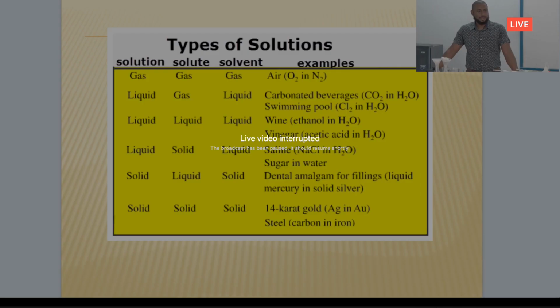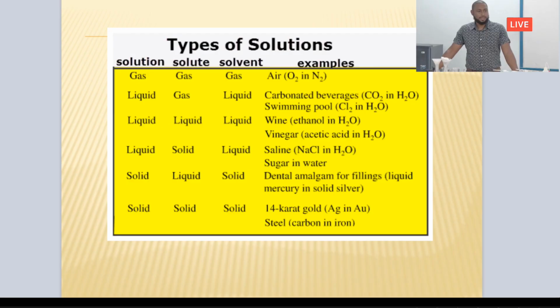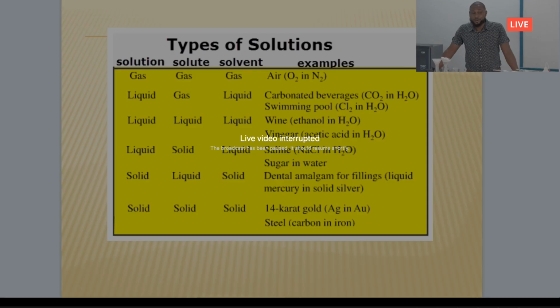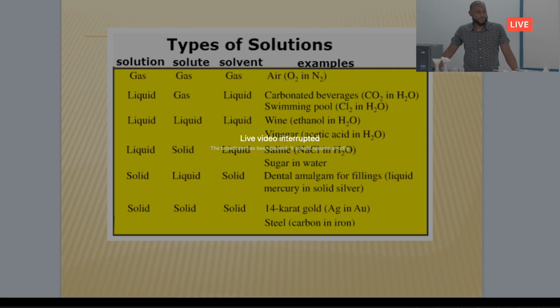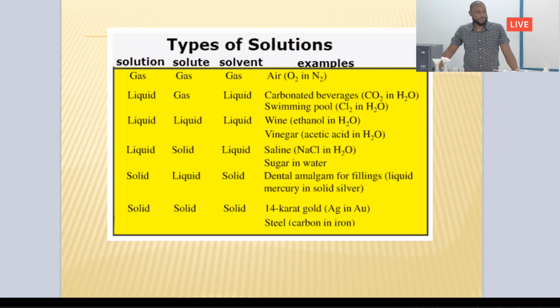We also have gas in liquid, and we use these every day, carbonated drinks like our Pepsis and our Buster and our Juicy. Juicy is the best of the three things I just mentioned. Then we have liquid in liquid. For example, wine and vinegar.